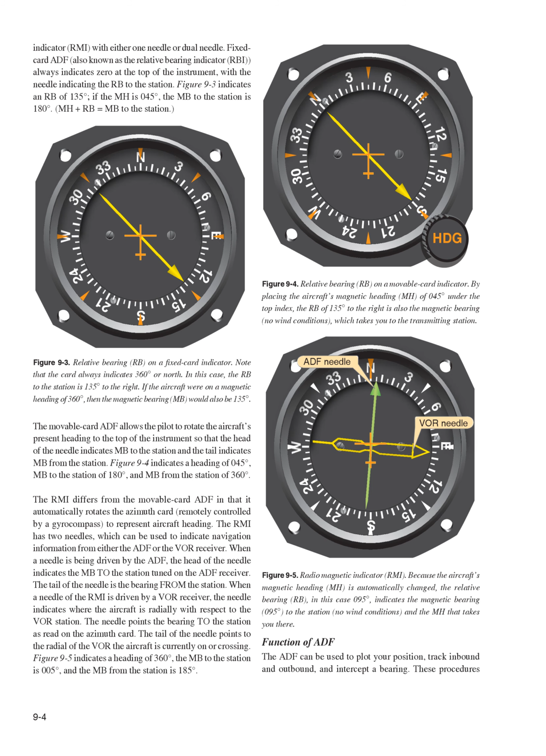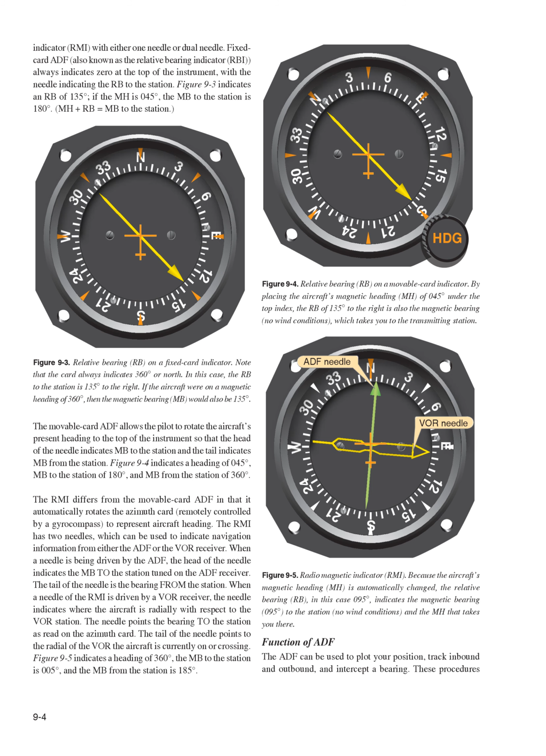When a needle of the RMI is driven by a VOR receiver, the needle indicates where the aircraft is radially with respect to the VOR station. The needle points the bearing to the station as read on the azimuth card. The tail of the needle points to the radial of the VOR the aircraft is currently on or crossing. Figure 9.5 indicates a heading of 360 degrees, the MB to the station is 005 degrees, and the MB from the station is 185 degrees.